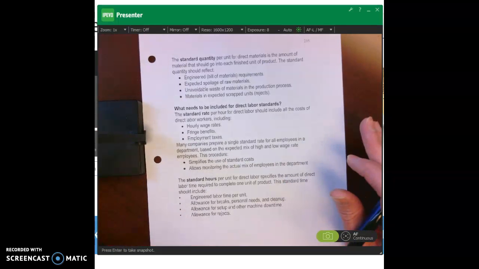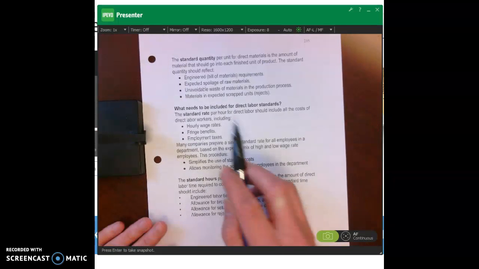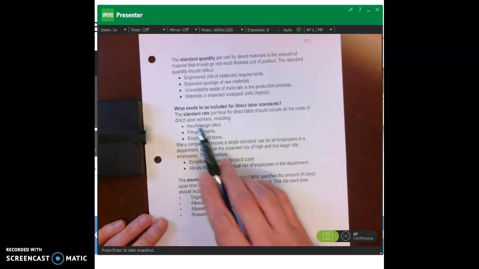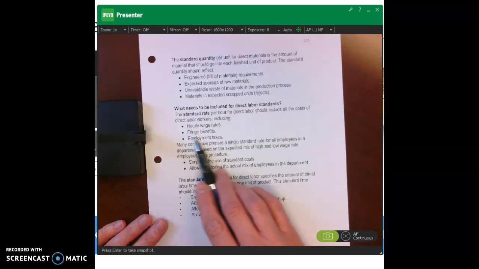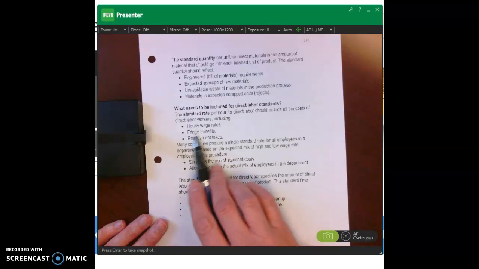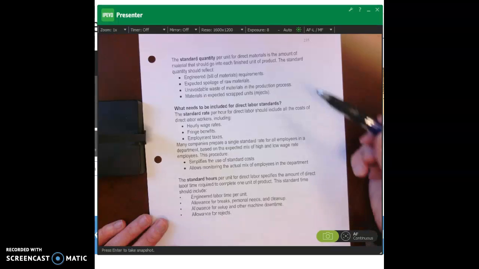What should be included in our direct labor standards? Our rate per hour should include our wage rates that we pay our employees, and then also any employment taxes, and then any fringe benefits. Okay?